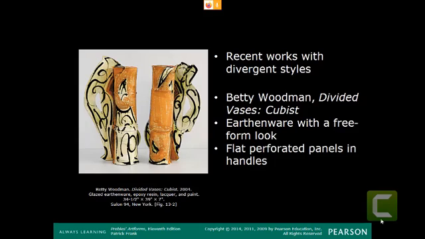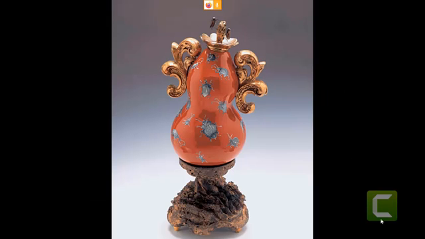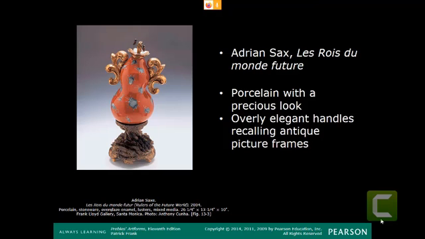And artists are able to make some pretty contemporary works of art, some pretty abstract and expressive works of art. And here is another example here, a little more on the side of abstraction. Adrian Sachs, Rulers of the Future World, 2004. And so this is actually a bit of porcelain.